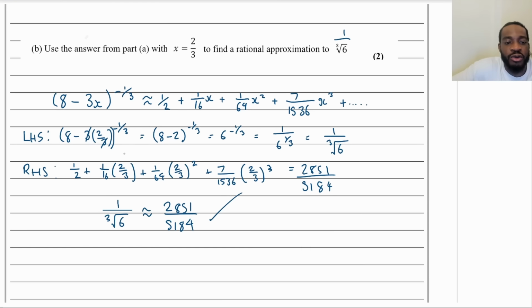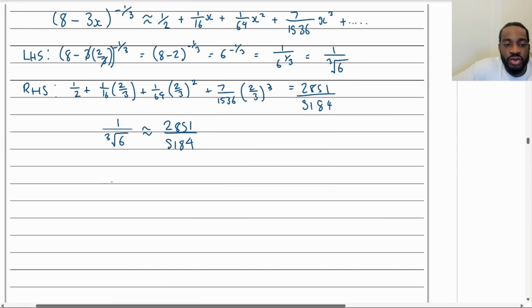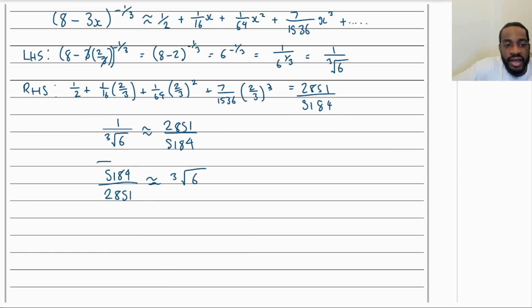But sometimes they want you to do a bit of manipulation, which is not hard. So imagine this is an equation. What you're going to do is make the cube root of 6 the subject. So you multiply up the denominator, times by the 5184, divide by the 2851. Doing that will just be the reciprocal of that, isn't it? It'll be 5184 over 2851, and this will be approximately the cube root of 6. So this right here is your answer.